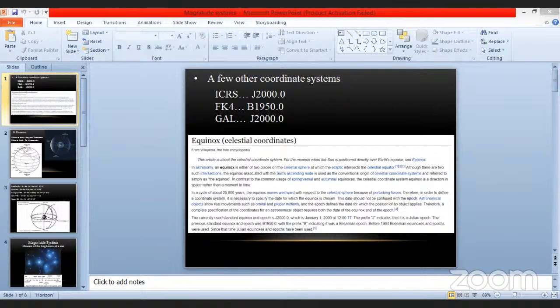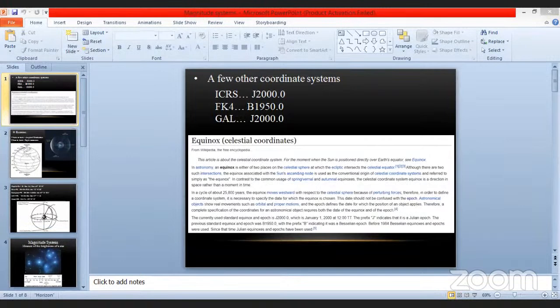Epoch is the place where exactly the core or the reference point of the coordinate system lies, and they will be updating regularly where this reference point is. So this reference point, in terms of astronomy, is called Epoch. What all these observatories do is use different coordinate systems in order to represent their epoch.